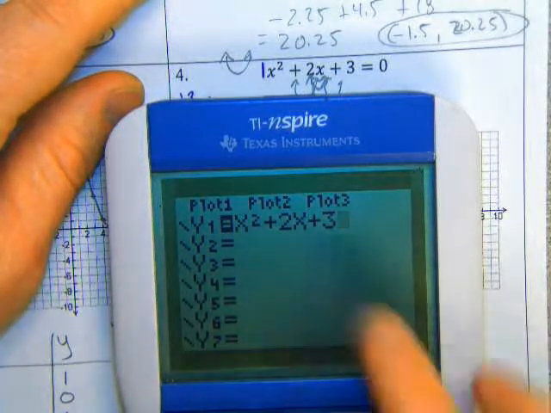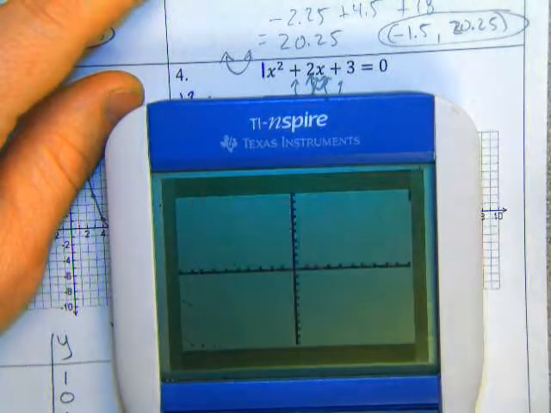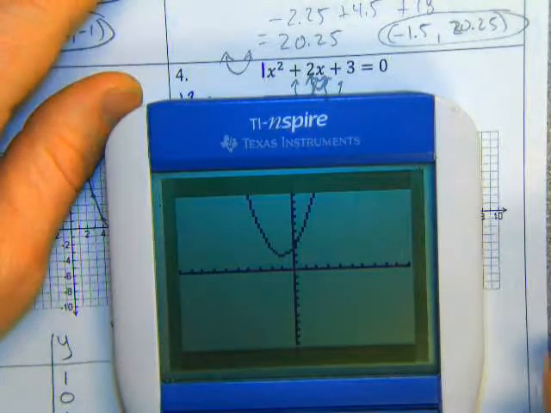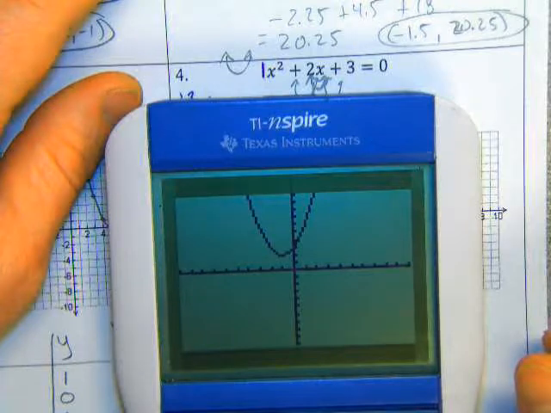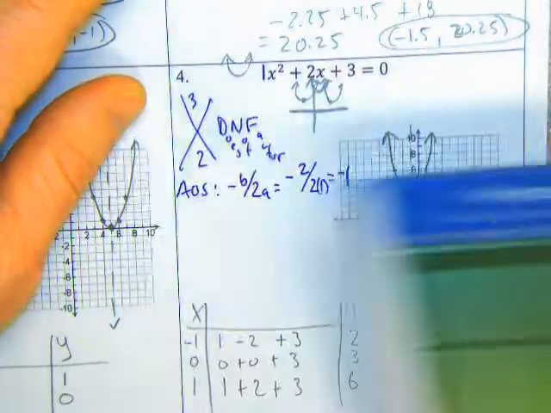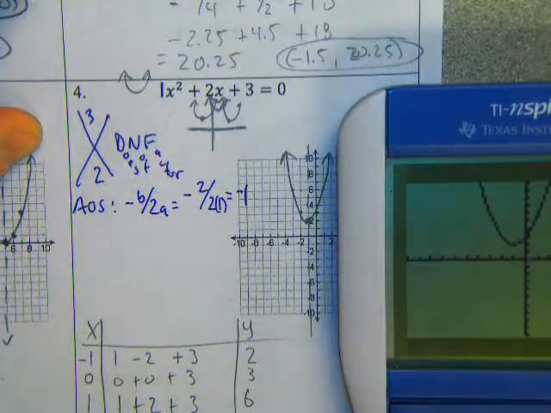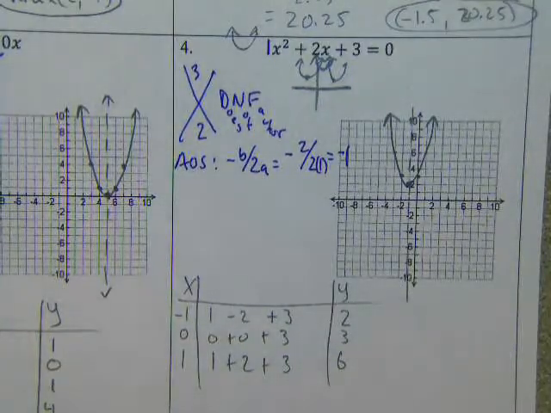So I just plug it in, graph, and boomba. Doesn't intercept the x-axis, so that would be no solution. Okay. Looks like our picture. And there's other toys you can play with, and there are other features. So that is that. Okay.